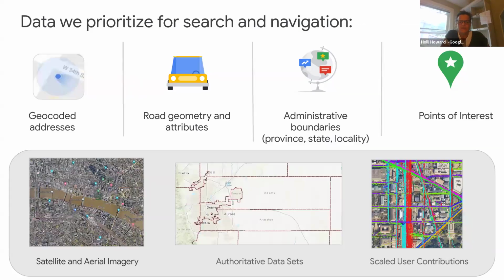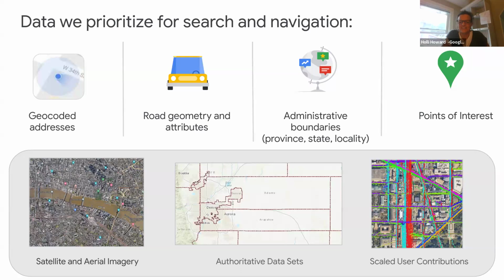So when we talk about foundation data and the data that we prioritize, this is important, and I'm sure Megan will talk about this too. When we take in data, we really do try to prioritize the data that gets us from A to B in that search and navigation. So geocoded, so address data, roads, administrative boundaries, and points of interest.